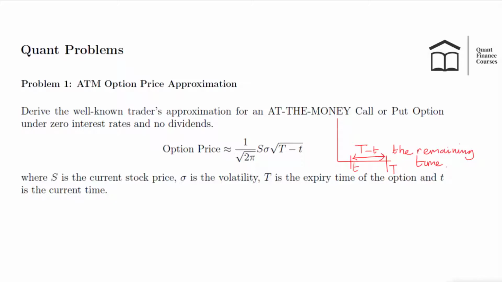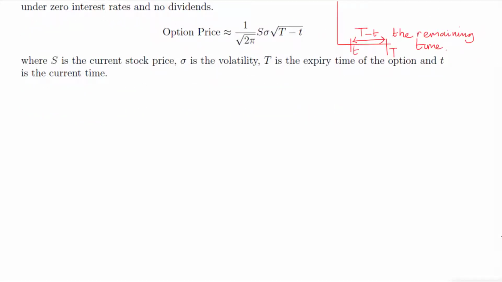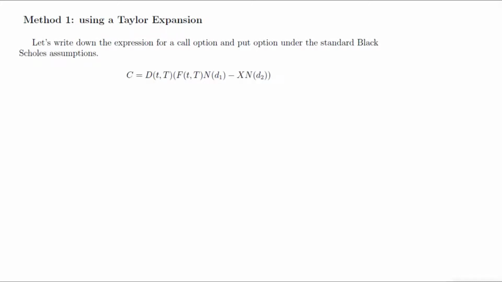As we said in the introduction, the first approach to get this approximation is to use a Taylor expansion on the cumulative normal function. This is the formula of a call option in the Black-Scholes framework. The first term is the discount factor. Remember, we have deterministic interest rates. The second term is the forward, that is the expected value of the spot in the risk-neutral measure, conditional on the information at little t, which is the current time. N is the cumulative normal function, and d1 has its usual meaning.